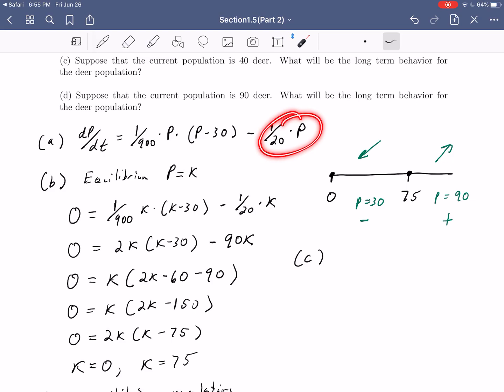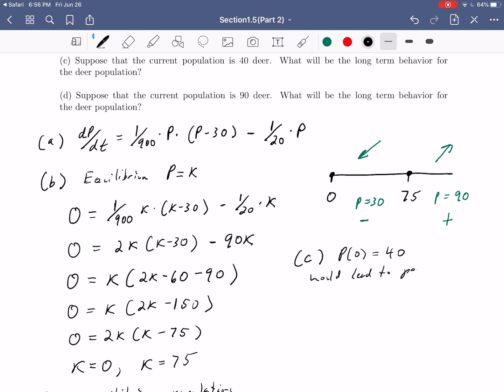But unfortunately, what would be eaten by predators would outweigh that growth, and we would see a decrease because we'd be over here. P equals 40 would be somewhere in there. So P of 0 equals 40 would lead to population 0 in the long term. So it would come out as population 0 in the long term.